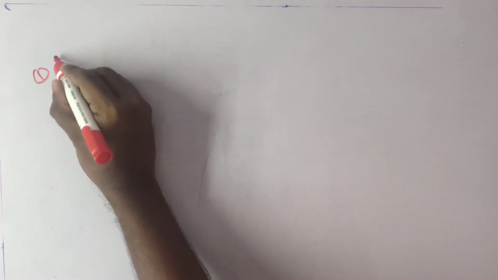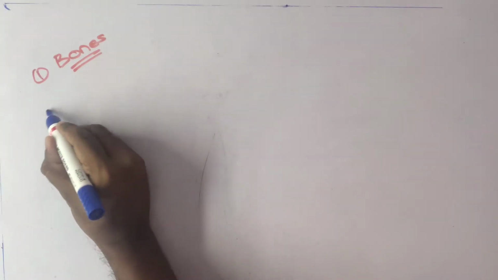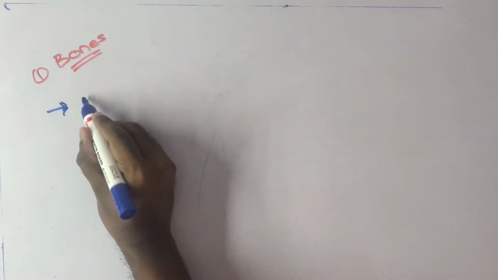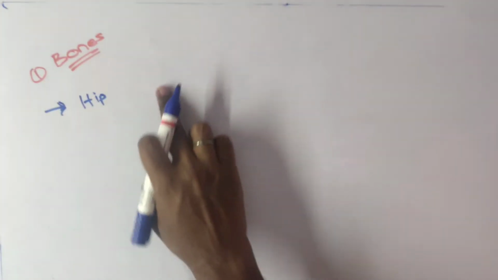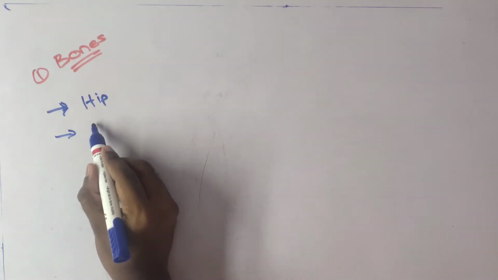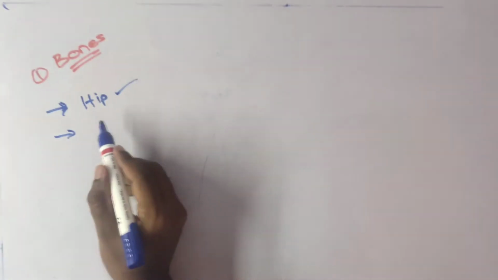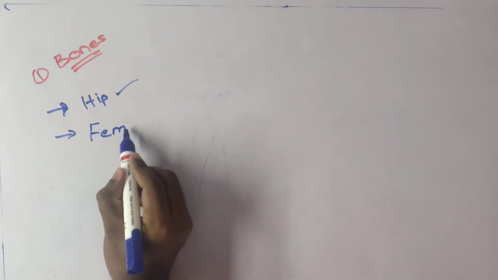Now coming to the point, the first chapter is about bones. Please note it down in your book, it will help you further. In the bones, first we have to refer to the hip bone. In the hip bone, we have to refer to iliac, pubis, and ischium. Next, the first important bone is the femur bone.